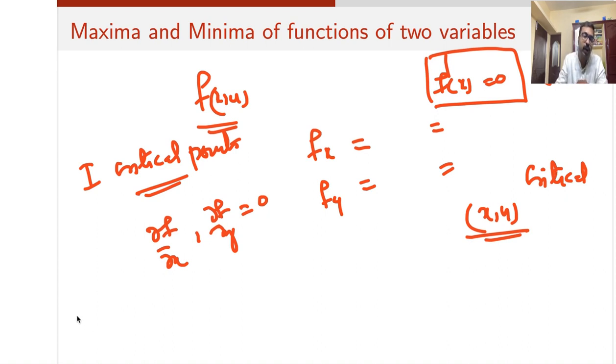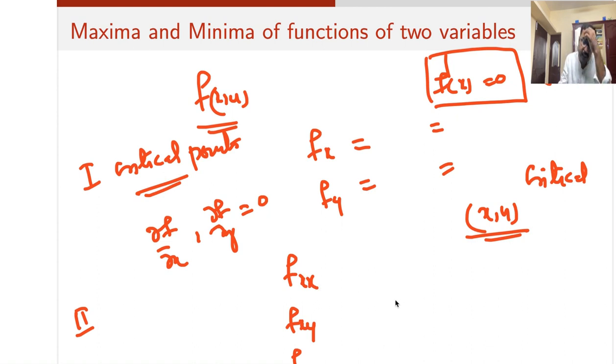Now in the second step, you have to check whether this critical point is a maxima or a minima or some other thing. So what will you do? Similarly, just like your one variable case, you have to take the second derivative. But here, since it contains two variables, there are three possible second derivatives. One is fxx, another is fxy, and another is fyy. Okay, so you have to find all these three derivatives: fxx, fxy, and fyy.